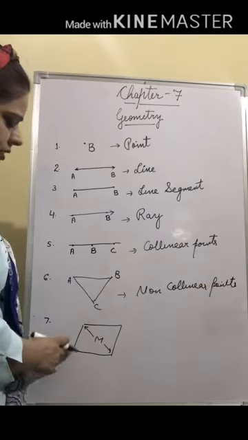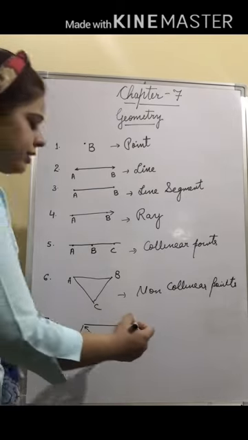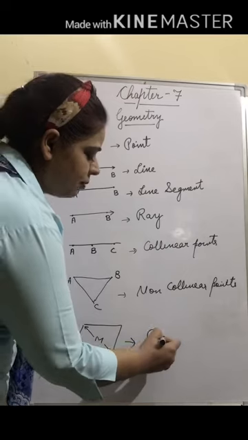Now last one is a flat surface. You can see a flat surface of a table. So what does it represent? It represents a plane.